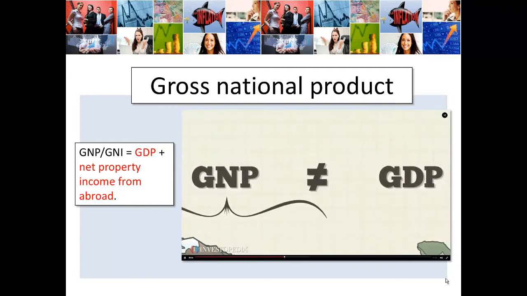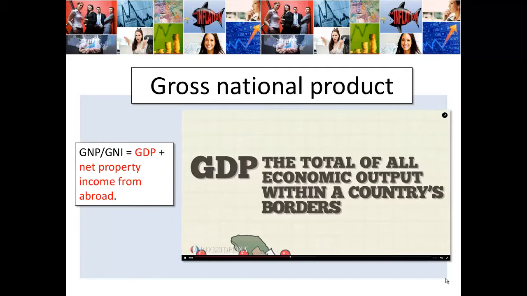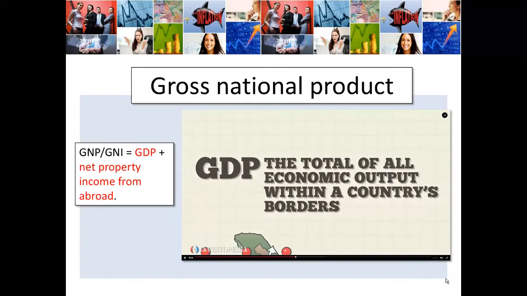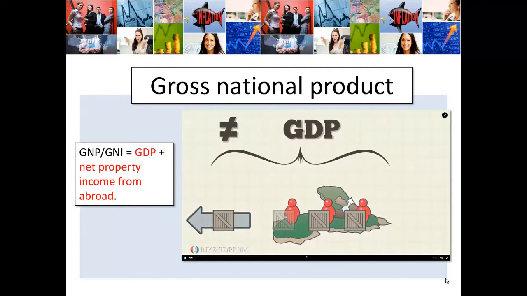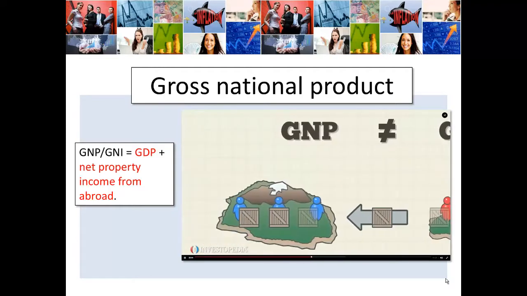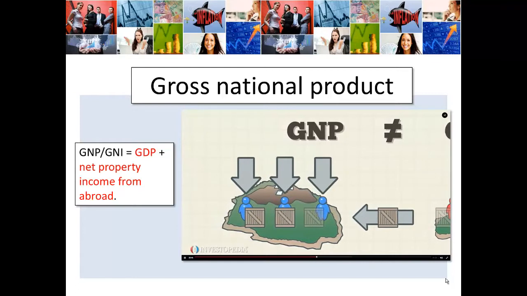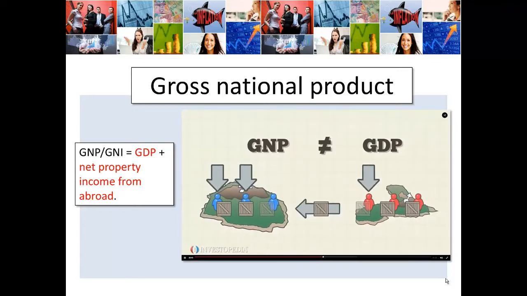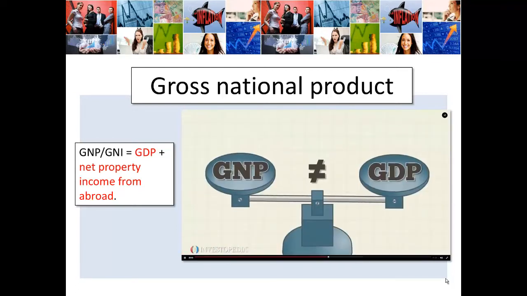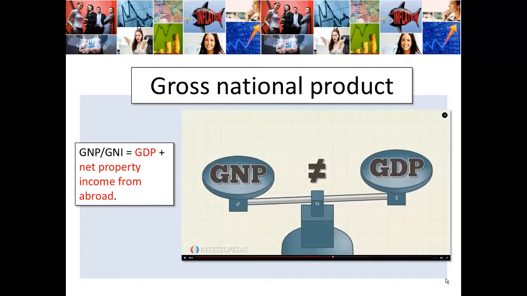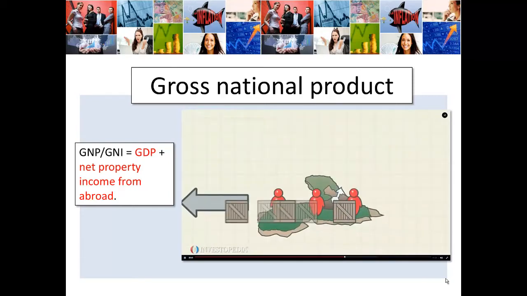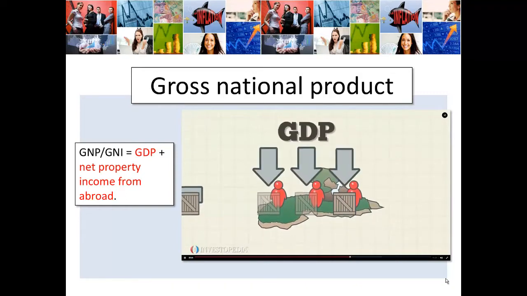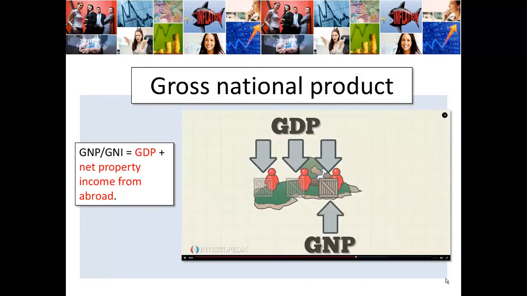The difference between the two is that gross domestic product is the total of all economic output within a country's borders without distinction between foreign or domestic ownership, while gross national product looks only at citizenship and ignores where the goods were produced. Because of this, GDP and GNP are typically close in number, but not exactly the same. In countries with many foreign investors, the GDP can be quite a bit higher than the GNP.